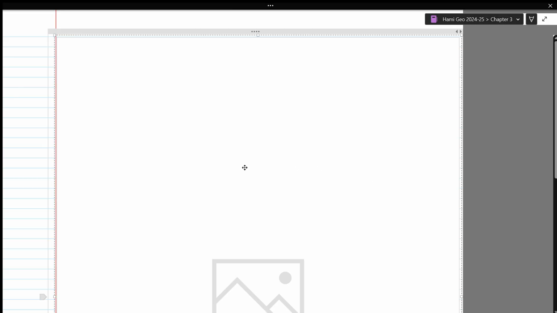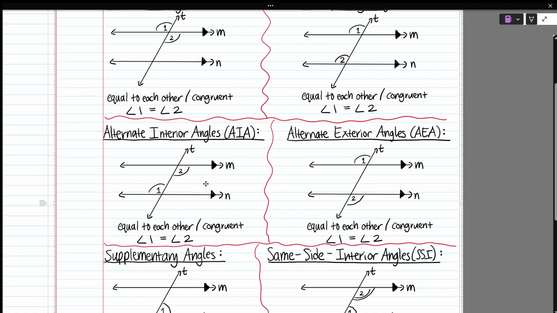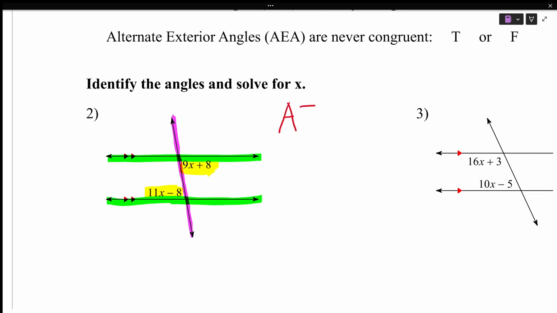Let's look at our cheat sheet. Vertical angles, no, they have to be across from each other. Corresponding angles, they have to be in similar positions. Alternate interior angles, AIA, that's exactly where our angles are, right? Alternate sides of this transversal, interior of the parallel lines. Cool. So this is going to be alternate interior angles. And then to set them up, we just set them equal to each other. 11x minus 8 equals 9x plus 8. And then solve for x.